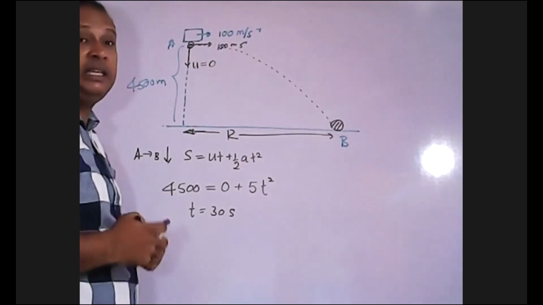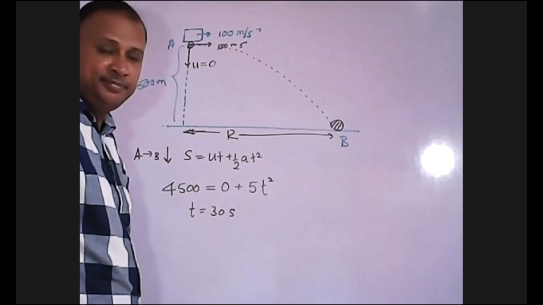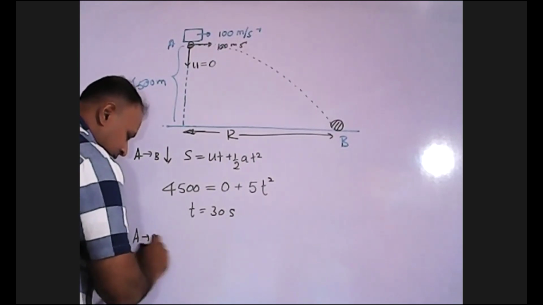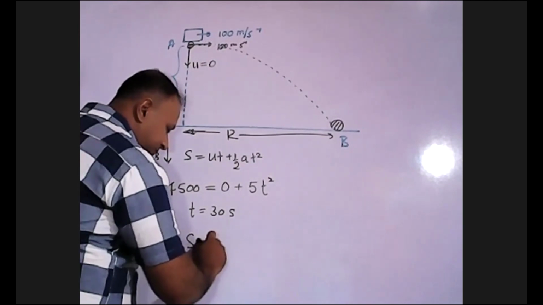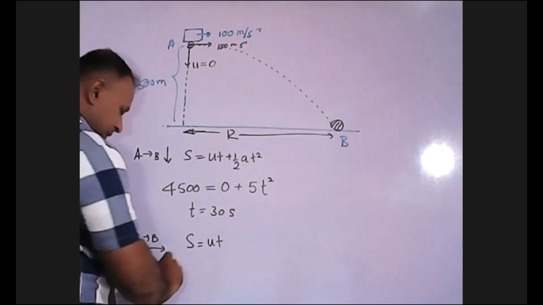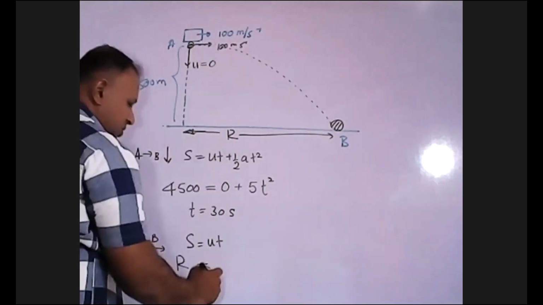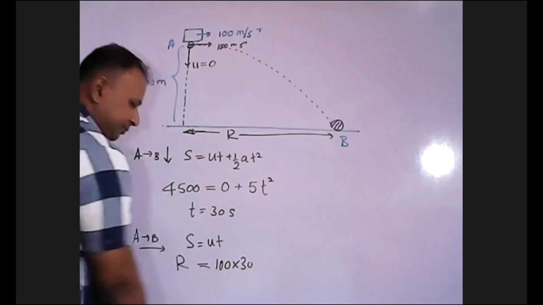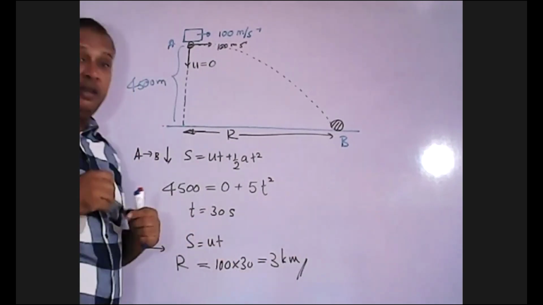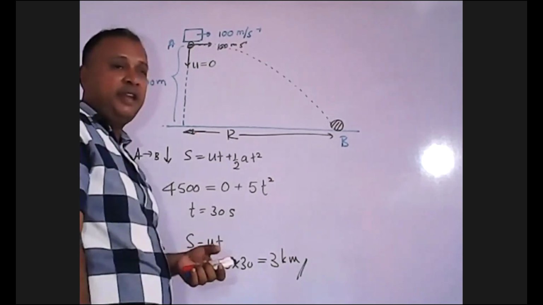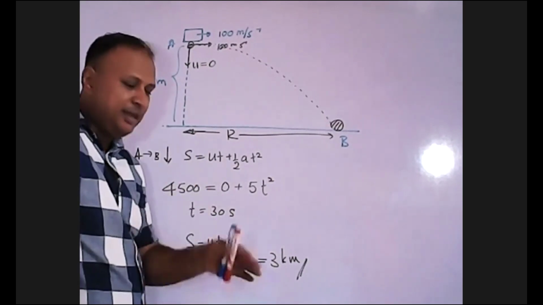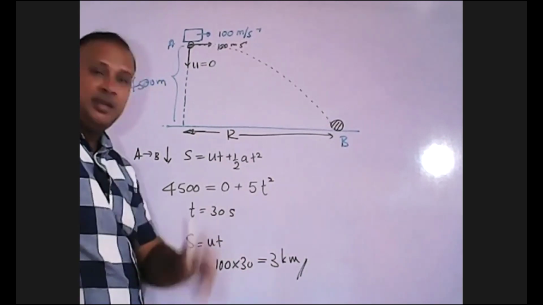That means the vertical movement within that period can be determined using this S = ut equation. Okay. Then from A to B, towards the horizontal direction, I can apply S = ut. You know the horizontal distance that is taken as R. The constant initial velocity is 100 into 30. That means 3 kilometers. Therefore, R is equal to 3 kilometers. That means if this plane or helicopter is moving like this, the pilot should drop that bomb 3 kilometers away from the enemy camp.